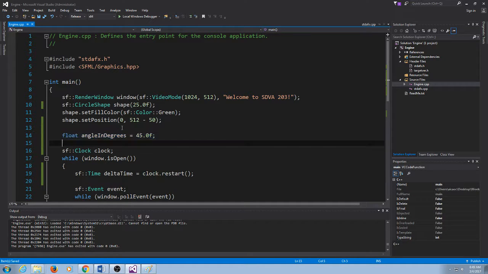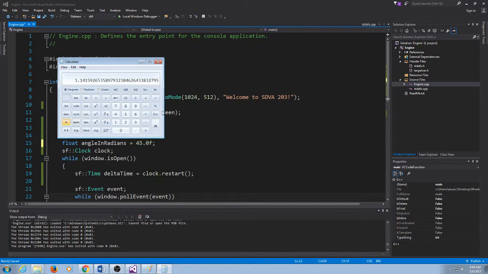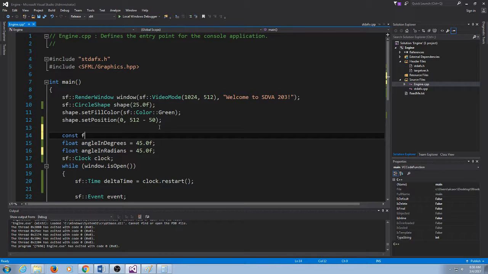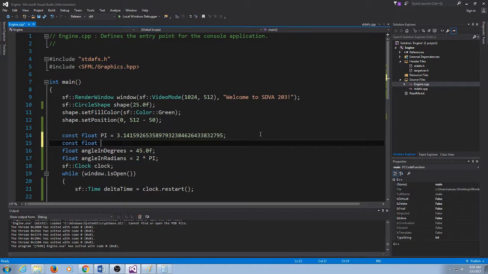And then I'm going to make another variable that's called angle in radians. And this is going to be equal to the value of pi, which I'm going to just copy from here. Here's my value of pi. And I'm going to have a const float for pi equal to that huge number. So if I want to convert something, I can have something that says, let me convert from degrees to radians is equal to 2 times pi divided by 360 degrees.